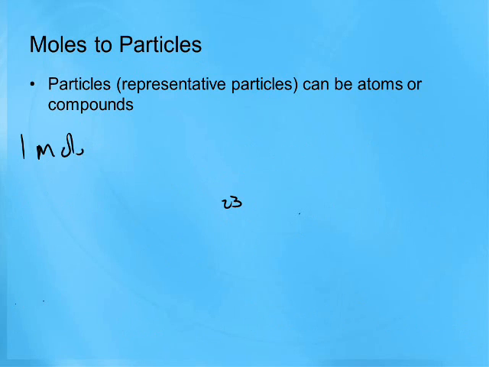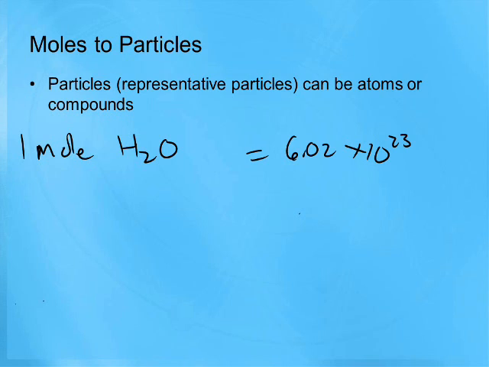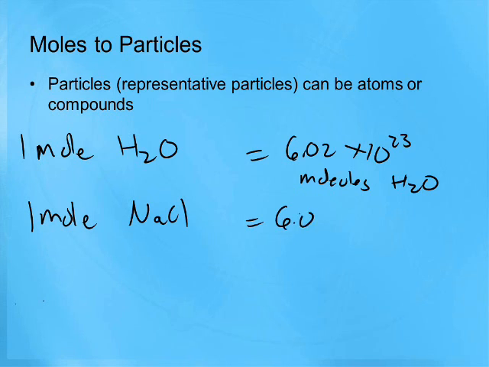How about 1 mole of water? How many particles are in 1 mole of water? Well, it's 6.02 times 10 to the 23rd molecules of water in 1 mole. Okay, so it doesn't matter what it's made out of. It's still 6.02 times 10 to the 23rd molecules of H2O. 1 mole of sodium chloride equals 6.02 times 10 to the 23rd formula units of sodium chloride.